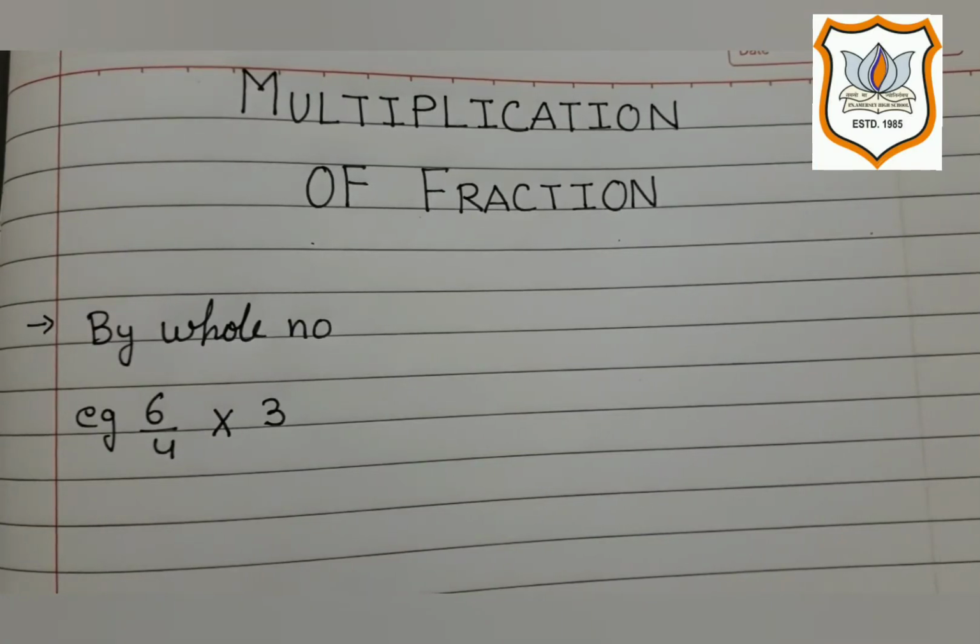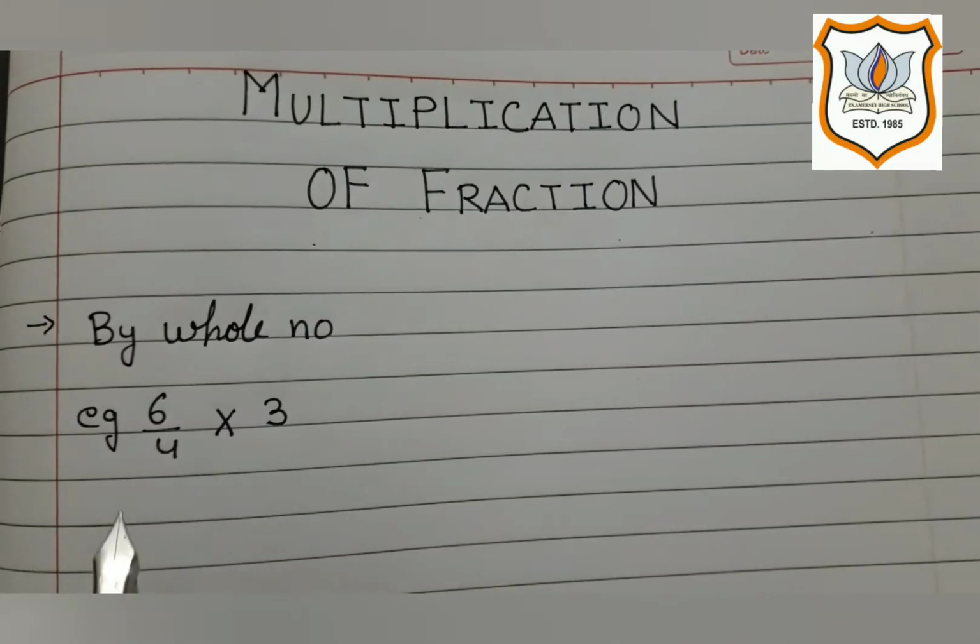Sometimes in place of multiplication, the word product is used. That also means multiplication, so don't get confused. Similarly, the word of is also used. That also means multiplication. So let's start multiplication of fractions. Our first point is multiplication of a fraction by a whole number.